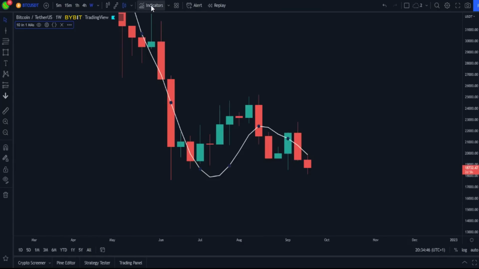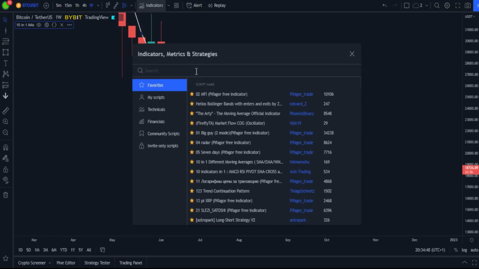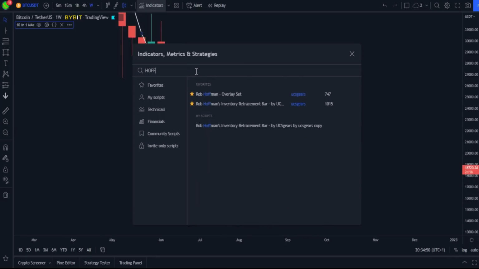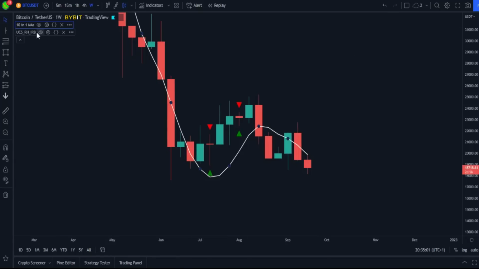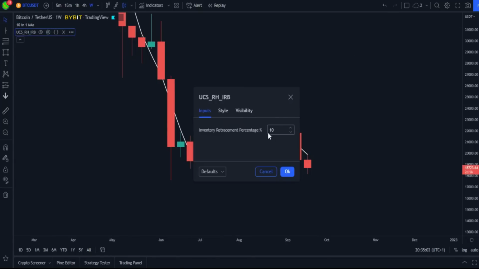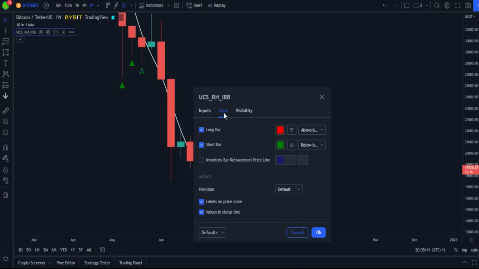To apply the second indicator, we open the indicator center again, and in the search field we type retracement bar. You can also type Hoffman, and you will find that the indicator has appeared here. Now open the indicator settings and make sure that the value is 45 and not another number. Go to the style section and untick these options, which are the red and green triangles. A little below them, activate this option, which is the retracement price line.